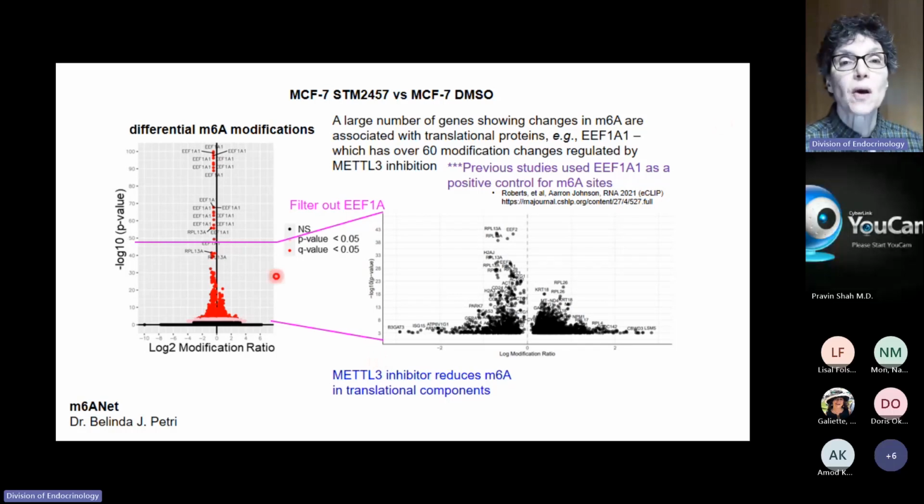And interestingly, previous studies have used EEF1A as a positive control for M6A sites, just as I mentioned MYC and EGFR and the other transcripts in the previous slide. So that means that the METTL3 inhibitor STM2457 reduces M6A in translational components, which makes sense because M6A is a modification that regulates translation.